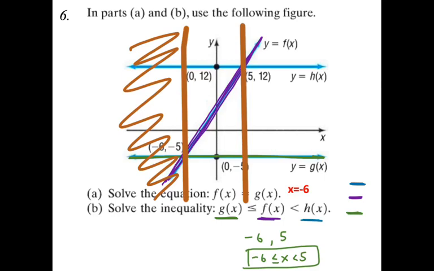We can be greater than or equal to negative 6 because f of x could be equal to g of x, but we cannot use an equals with the 5 because f of x needs to strictly be less than h of x, and at 5, f of x and h of x are equal to one another.